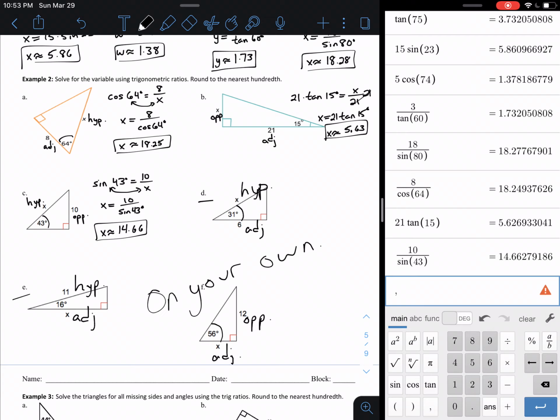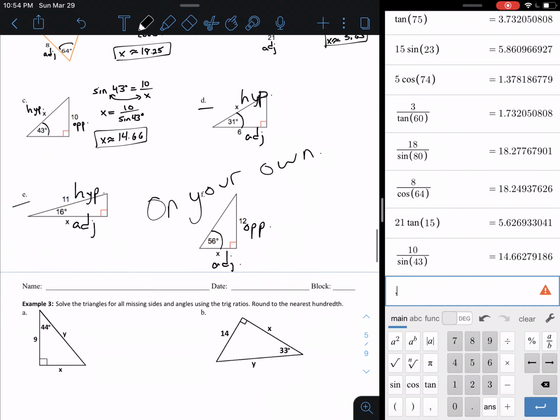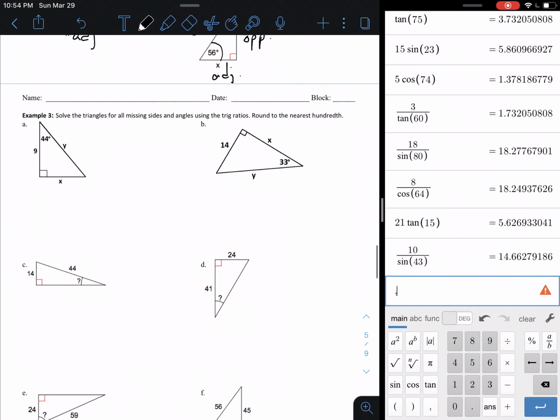And guys, solving a triangle is one of those skills that I hear all the time from college algebra, trig, and pre-calc teachers, that they wish their kids were better at. It's such a basic skill that you guys need to have going into next year. So that's part of the reason why I wanted to make sure we got through it this year. So that's what we're going to start with on example 3.